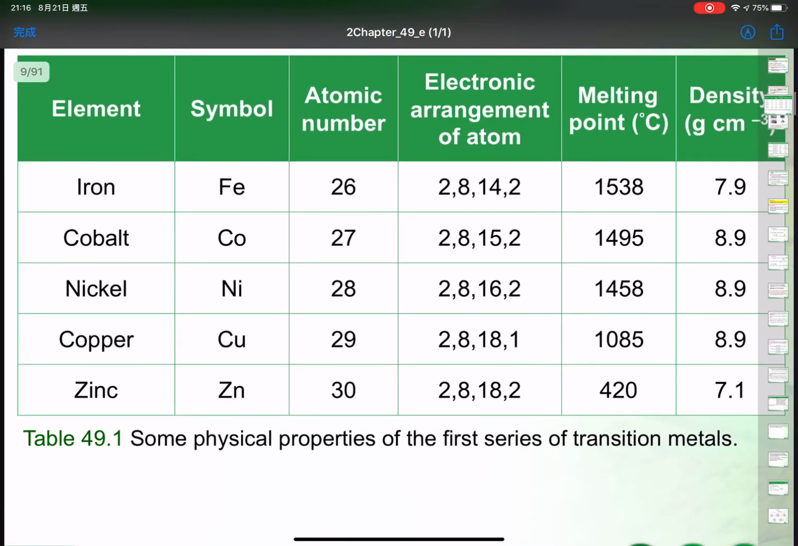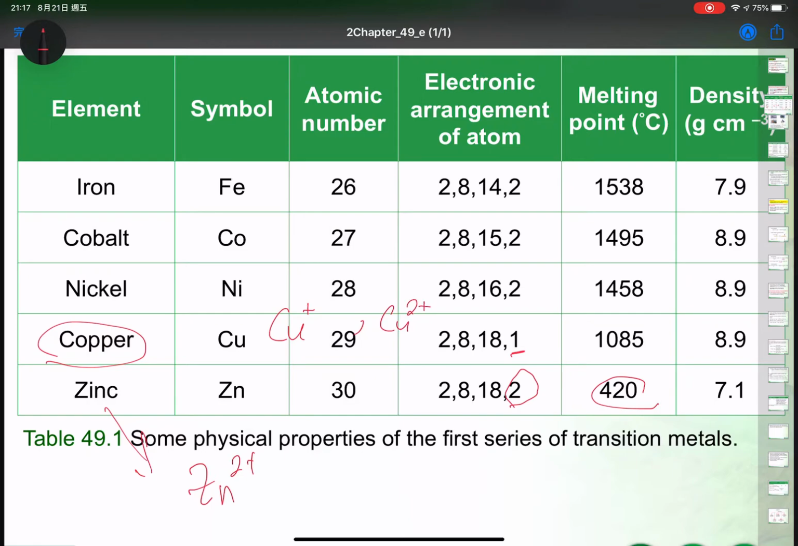Now I won't go into detail. But for zinc, the melting point is only 420. Why? Because for zinc, only the last two electrons contribute to the sea of electrons. You remember zinc, what is the charge? Zinc 2 plus. That is the reason. But for copper, the outermost shell is 1, so copper can be Cu plus and Cu2 plus. Why 2 plus? Because one of the electrons from the 18 will donate to the sea of electrons.